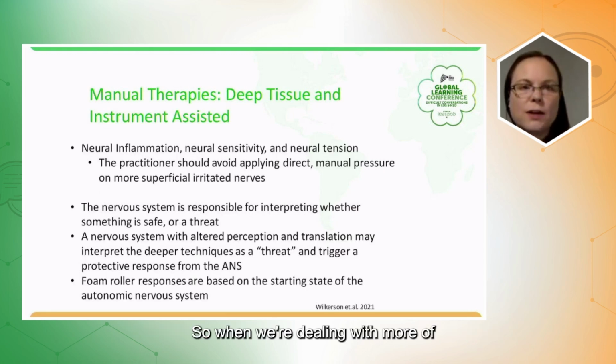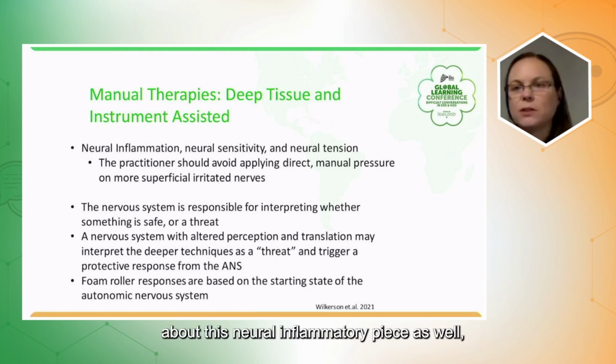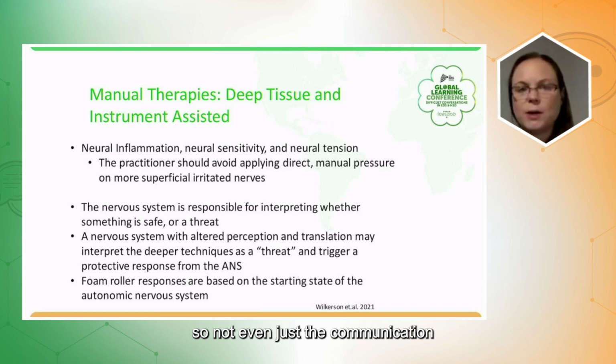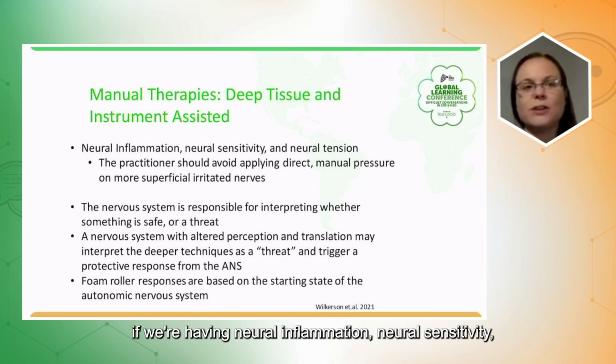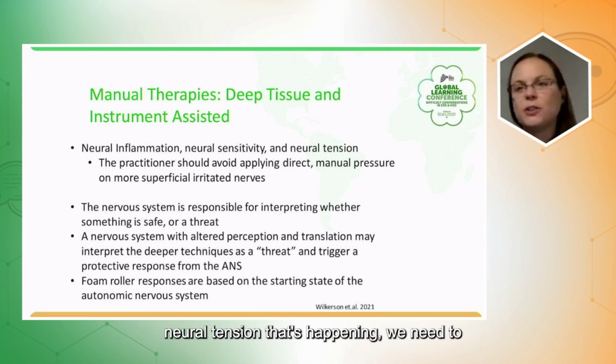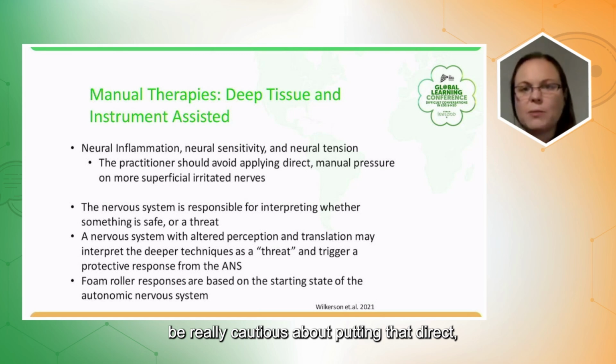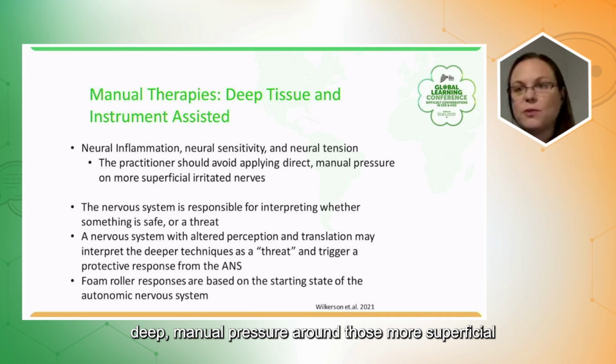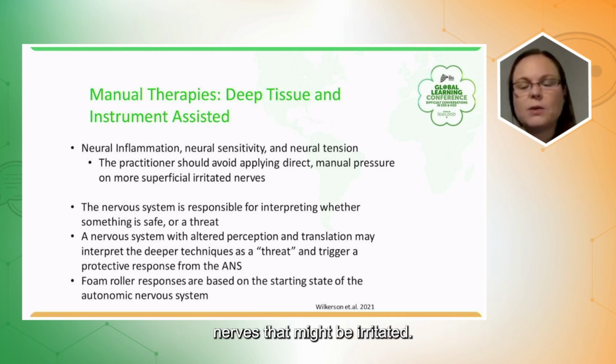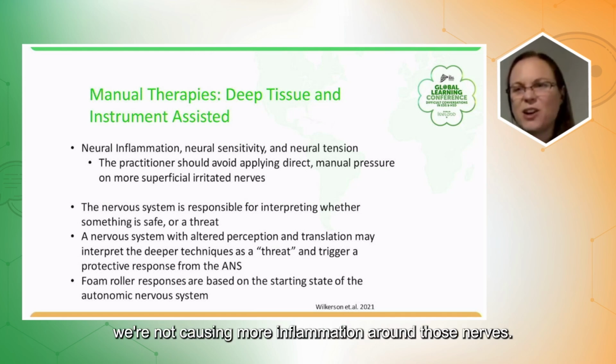So when we're dealing with deeper pressure, we have to remember this neural inflammatory piece as well. Not even just the communication that we're having in the autonomic nervous system response, but locally, if we're having neural inflammation, neural sensitivity, neural tension, we need to be really cautious about putting direct, deep manual pressure around those more superficial nerves that might be irritated. We really want to make sure that we're not causing more inflammation around those nerves.